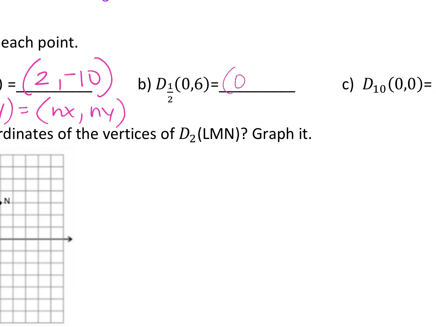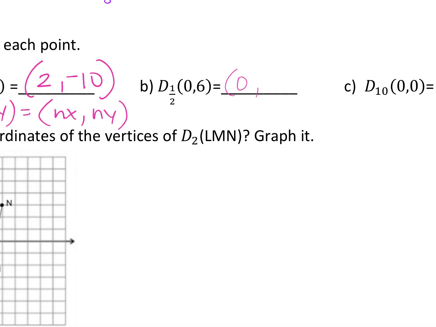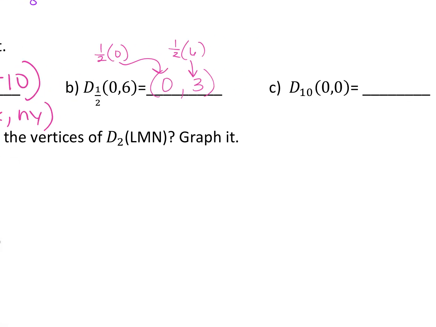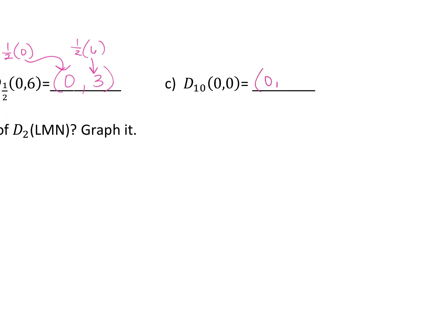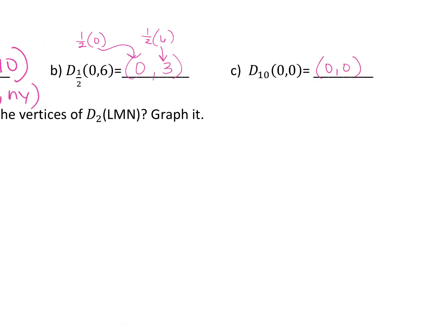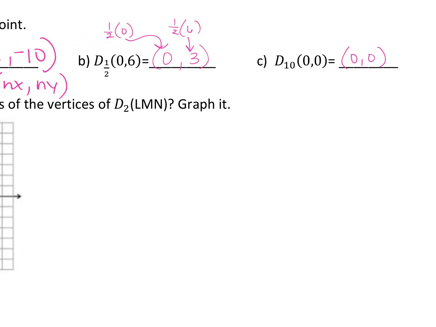Letter B then. 0, 3, right? Half of 0 is 0. Half of 6 is 3. So you're just multiplying that 1/2 by 0, putting it here, 1/2 by 6, putting it here. Okay. Last one? 0, 0. Multiply 0 by 10, you still get 0. Any questions on those?